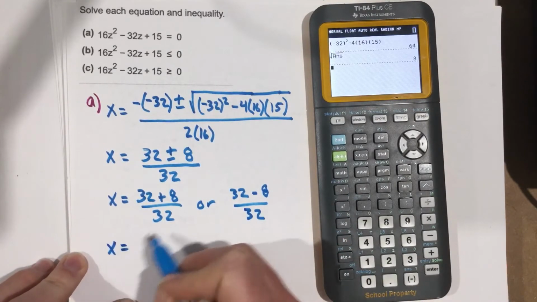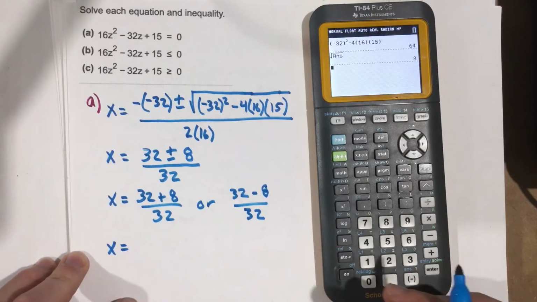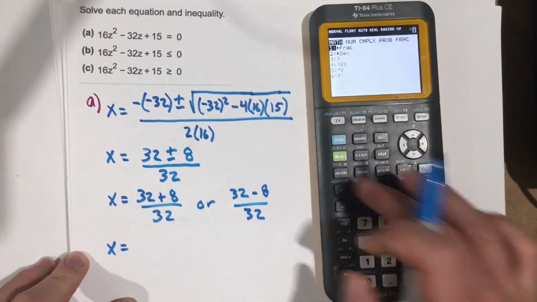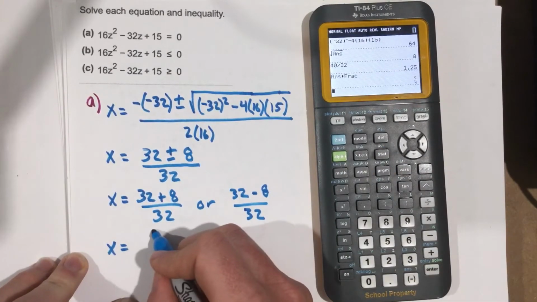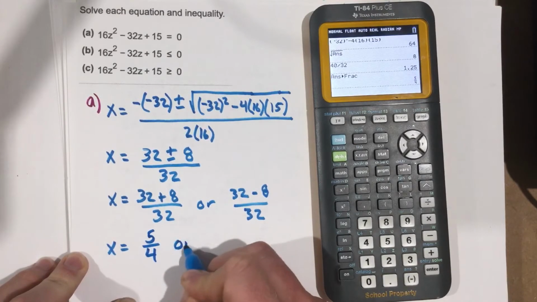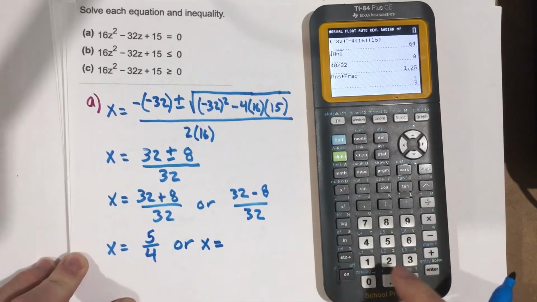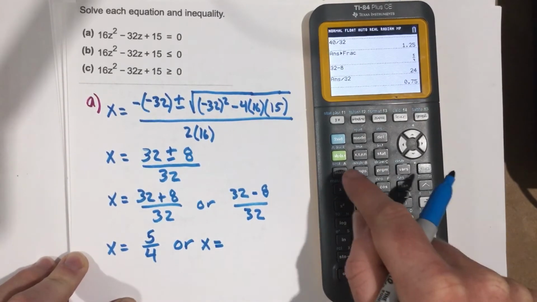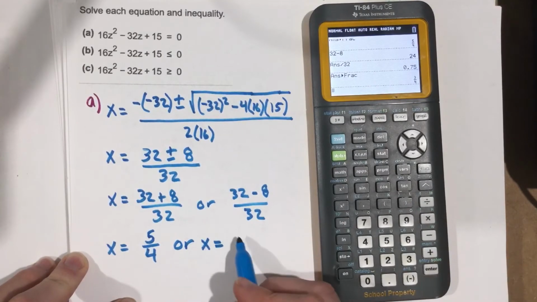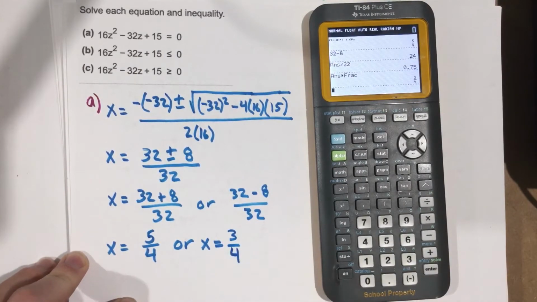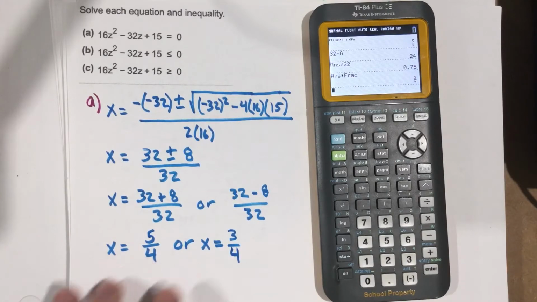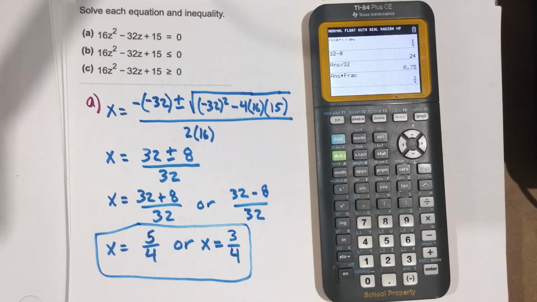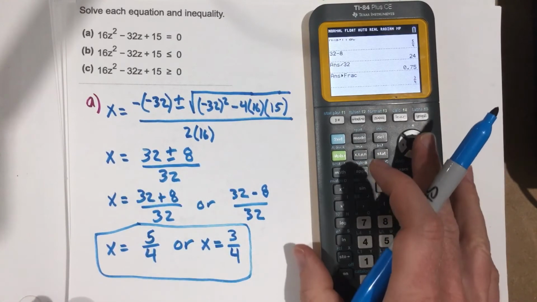So x is going to equal 32 plus 8, that's 40 over 32. We can reduce 40 over 32, put that in the calculator. Let the calculator do the reducing, that's 5 over 4. Or x equals 32 minus 8 divided by 32. Again, let the calculator do the work for us, 3 over 4. So our roots are 5 over 4 and 3 over 4. That's the solution for part A for the quadratic equation.